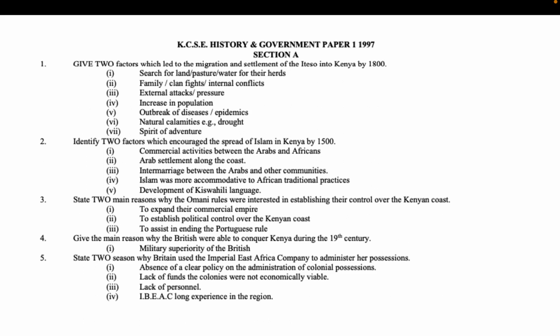4. Give the main reason why the British were able to conquer Kenya during the 19th century. I. Military superiority of the British. 5. State 2 reasons why Britain used the Imperial British East Africa Company to administer her possessions. I. Absence of a clear policy on the administration of colonial possessions. II. Lack of funds. The colonies were not economically viable. III. Lack of personnel. IV. IBEAC had long experience in the region.